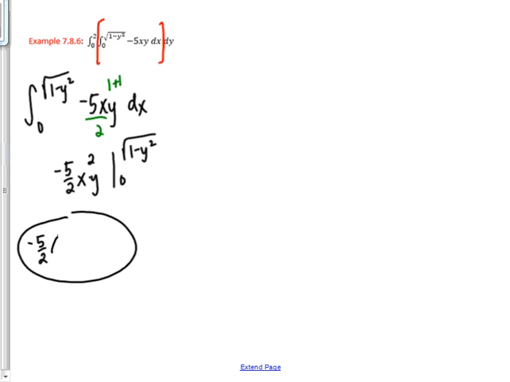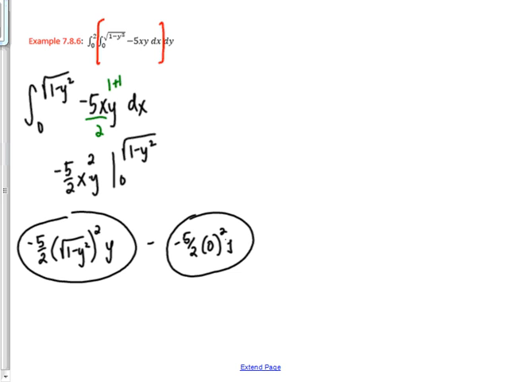Okay, so in for x, I'm plugging in the square root of 1 minus y squared, and I'm squaring it. It's going to cancel each other out. And then here, I've got negative 5 halves in for x. I'm plugging in 0 squared and y. So 0 times anything, that's going to go away. So like I was saying, this square root and that square cancel each other out. So I'm left with a negative 5 halves times a 1 minus y squared times a y.